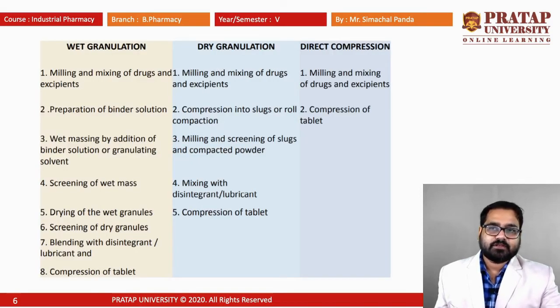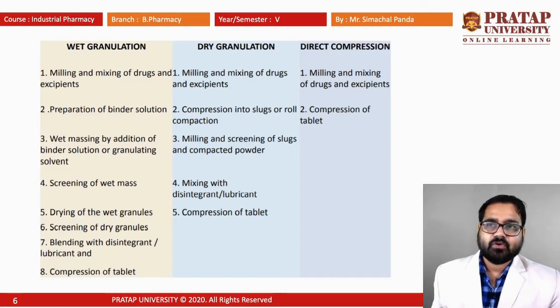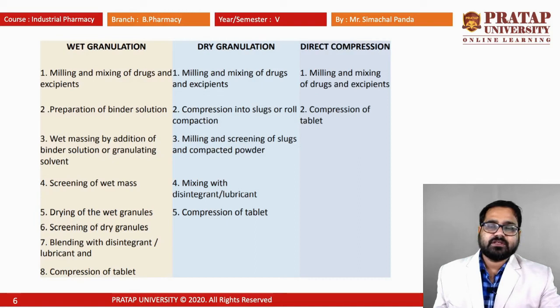Previously I just discussed different types of granulation methods. During that we can go for wet granulation, we can go for dry granulation, we can go for direct compression. Wet granulation is nothing but preparing the drug and formulation with granulation, and this is one of the techniques which is widely used. This is one of the popular methods.